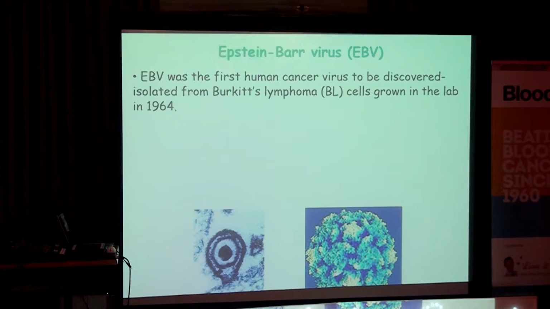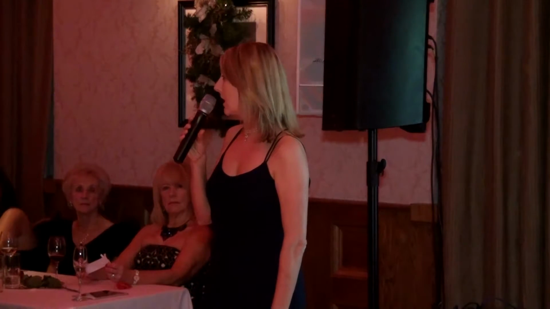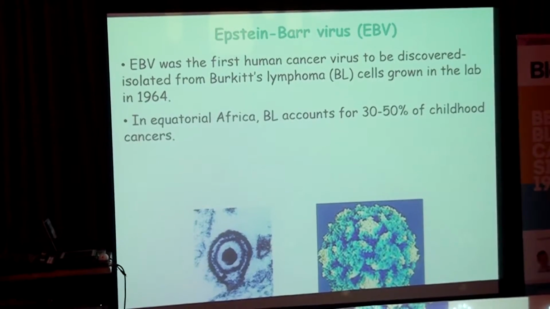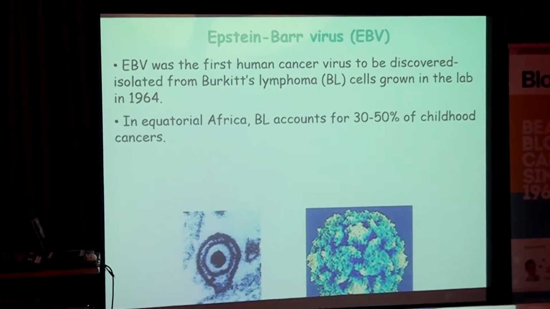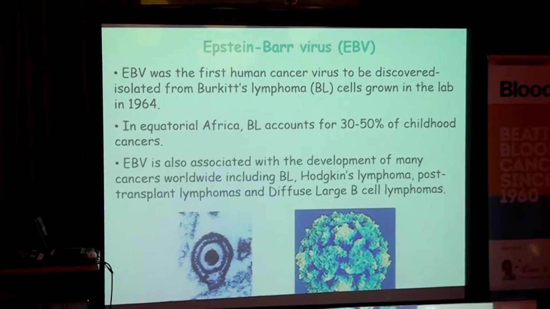And this virus was actually the first virus to be associated with a human cancer. It was isolated in the 1960s in cells that were grown from a cancer sample taken from a child in Africa. And actually, the Burkitt's lymphoma, one of the key cancers that Epstein Barr Virus, or EBV as I'm going to call it, causes, still accounts for about half of all the childhood cancer cases. So it's still a big killer in Africa, and it's still a big killer across the world.